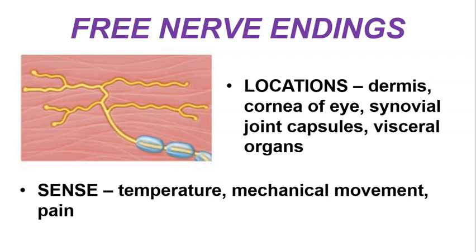Some are only sensitive to warm or hot temperatures, while others are only sensitive to cold temperatures. They also sense mechanical movement, such as the movement of a joint capsule during motion, or they sense painful stimuli, such as touch, temperature, or movement that goes beyond a certain threshold.